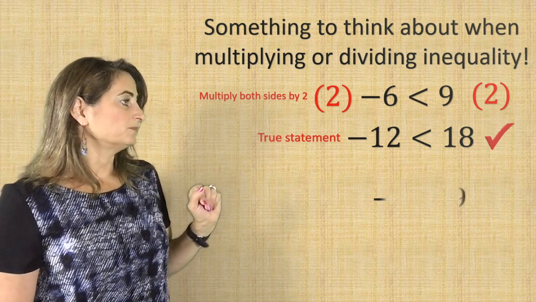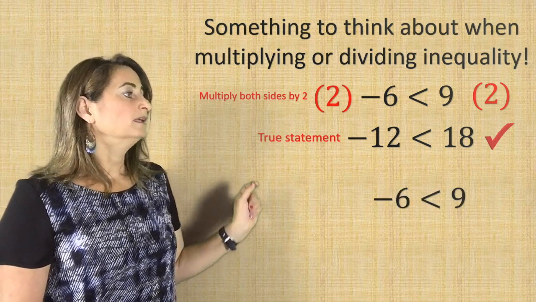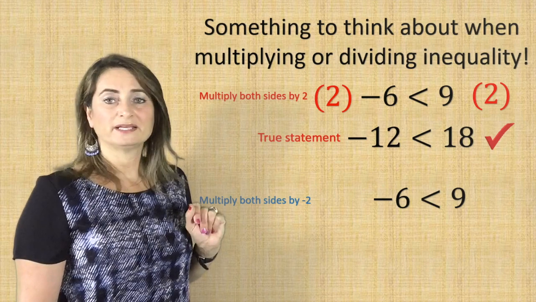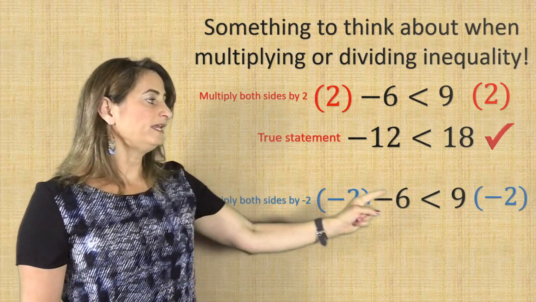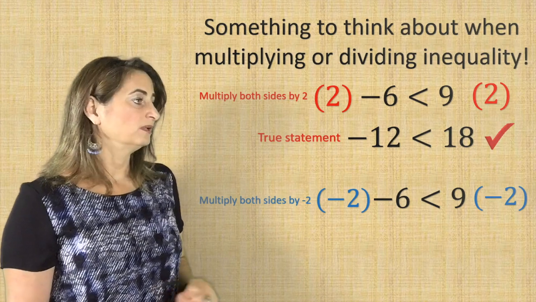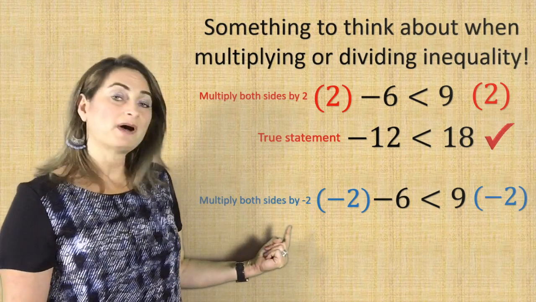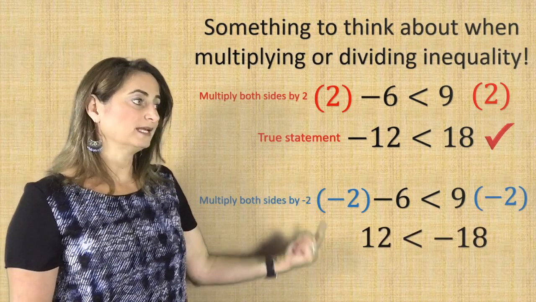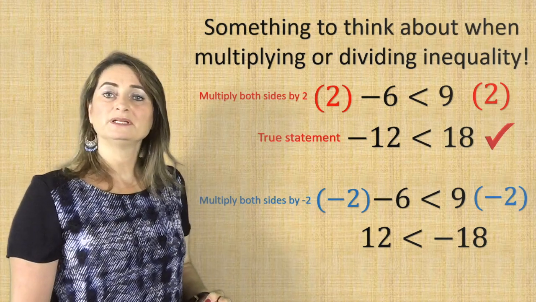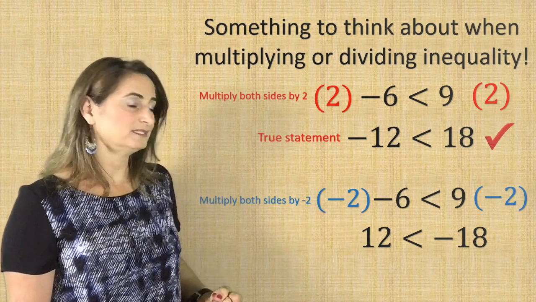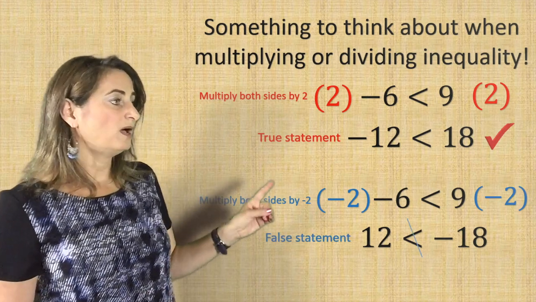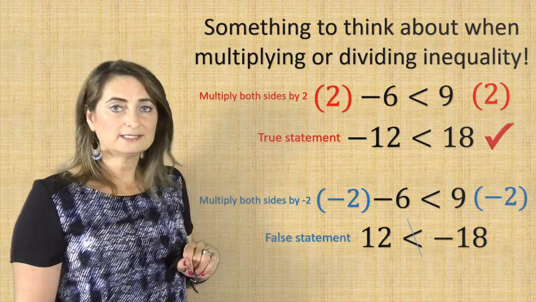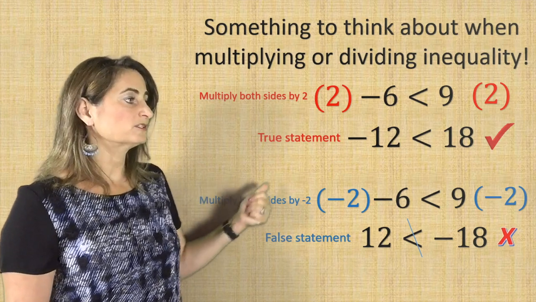Here's another problem. What if you multiply both sides by -2? So multiply -2 times -6 and 9 times -2. -2 times -6 is +12. Bring less than down, and 9 times -2 is -18. Is that a true statement? Absolutely not. 12 is more than -18, not less than -18, so that's a false statement.